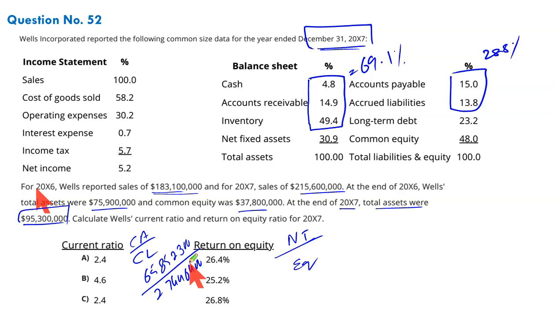65,85,2300 divided by 27,446,400 gives you 2.399. That's approximately 2.4. This one is a little twisted.